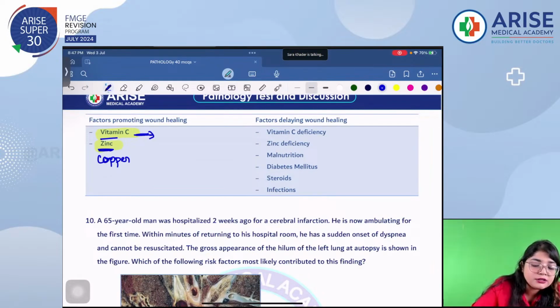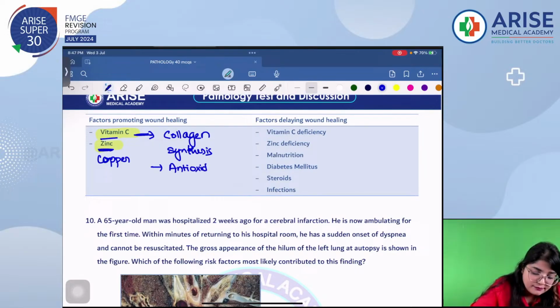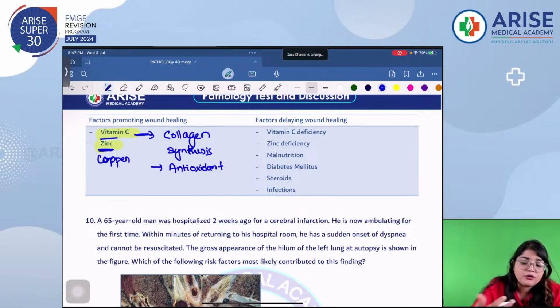Vitamin C, it causes wound healing. That is already written, so I won't write it. It also helps in collagen synthesis. Okay, it helps in collagen synthesis. It is also an antioxidant. Okay, collagen synthesis, antioxidant, plus it increases iron absorption.